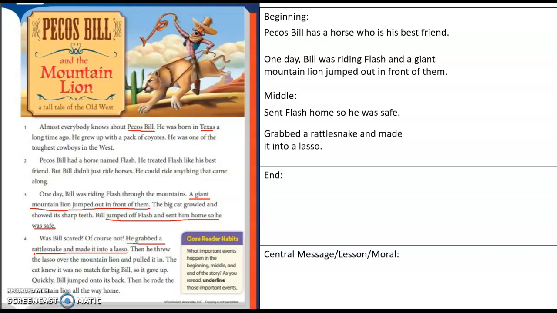Then he threw the lasso over the mountain lion and pulled it in. The cat knew it was no match for Big Bill, so it gave up. So I see that Bill is finally solving his problem. He throws the lasso over the mountain lion and pulls it in.